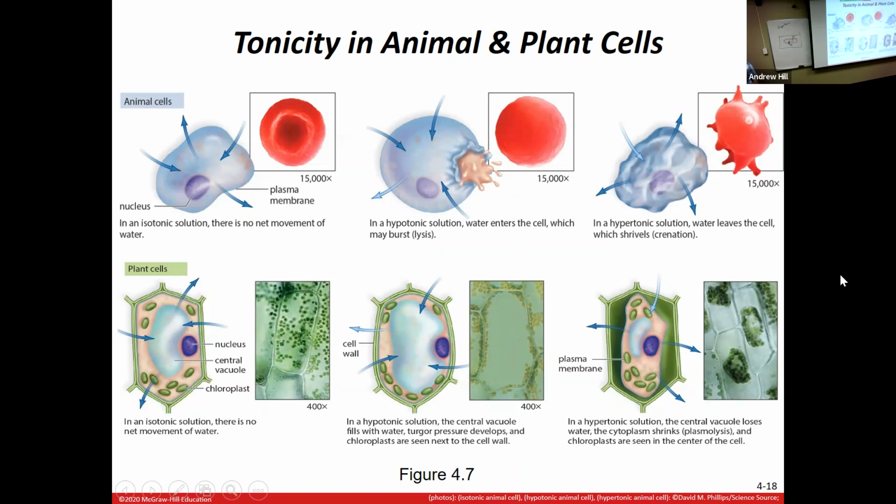And then finally over here, we have plasmolysis where you put the plant cell in a hypertonic solution, like for example, a really strong salt solution. The central vacuole loses its water. The cytoplasm shrinks. This is called plasmolysis. So it's shrunk away from the cell walls. Okay.